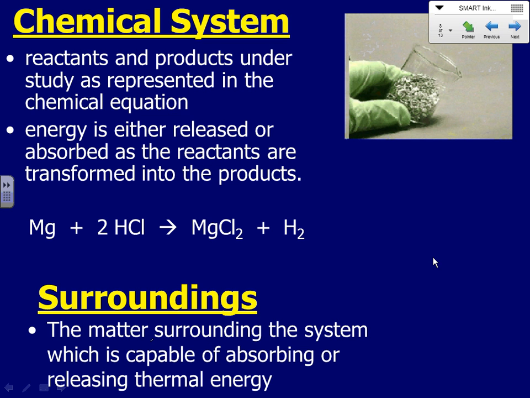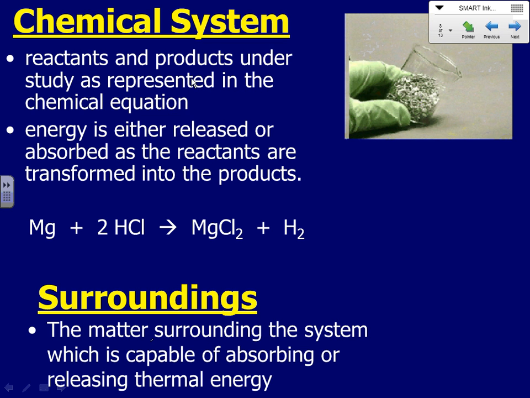So, a chemical system: the reactants and products under study as represented by the chemical reaction. Here we've got a chemical reaction. This is just some magnesium reacting with some hydrochloric acid to produce some magnesium chloride and some hydrogen gas. We've seen that reaction before. I'm not going to show it to you, but we've seen it bubble. It produces lots of bubbles. We did it with zinc. I filled the helium balloon with that, and it actually gets quite hot.